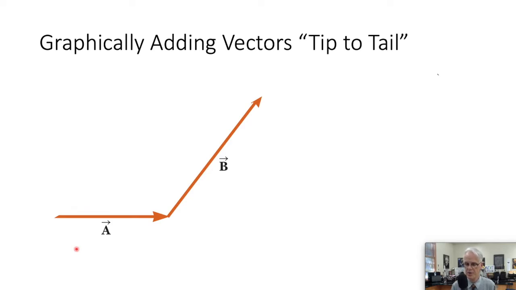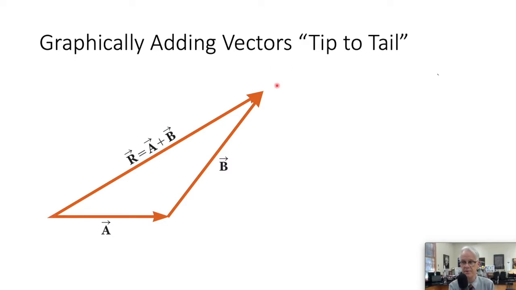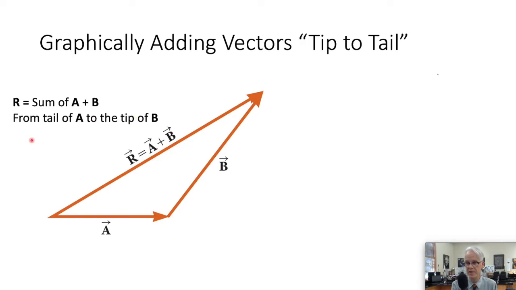Now let's say we want to add vector quantity A to vector quantity B. We can't just add the magnitudes up because the resultant of A plus B, which we'll call vector R, is this vector that goes from the tail of A to the tip of B. So R is a sum of A plus B from the tail of A to the tip of B.